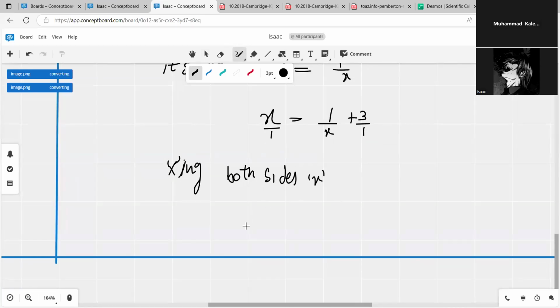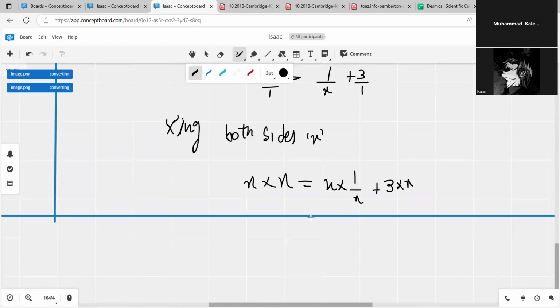When we multiply this x with x, it will be turned into x square. This one, x over x times 1 over x plus 3 times, this one will also be multiplied by x. Why are we multiplying it? To get out of this fraction form. It will be cancelled out, and only 1 will be left over there. Does this make sense, Isaac?